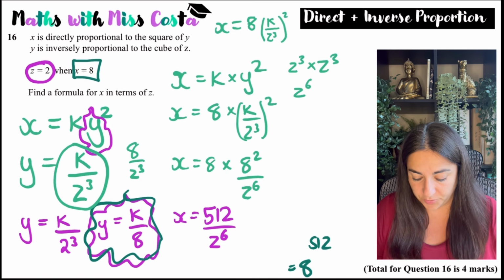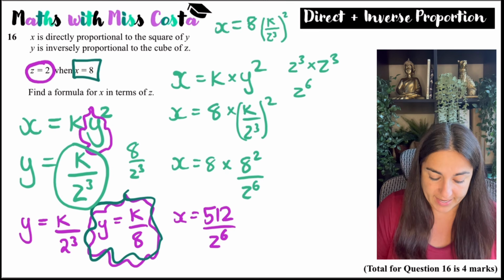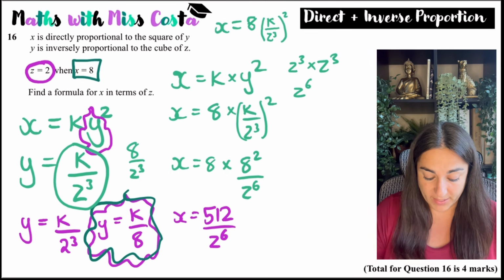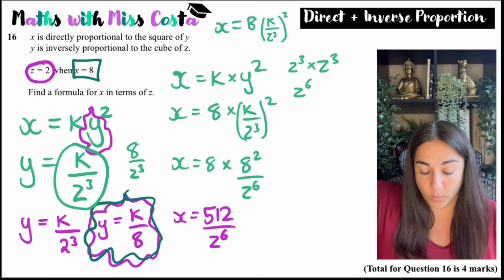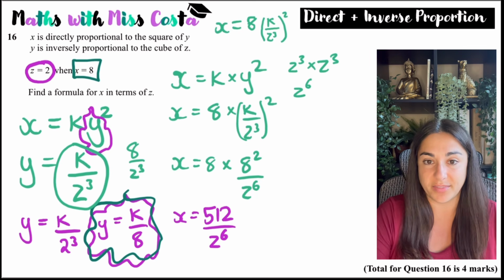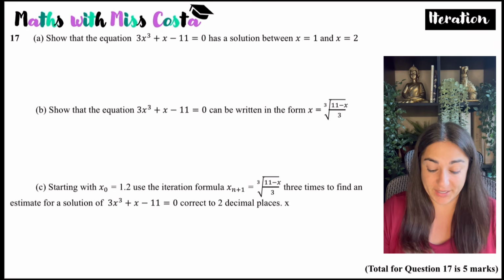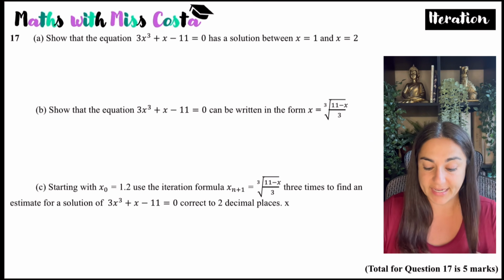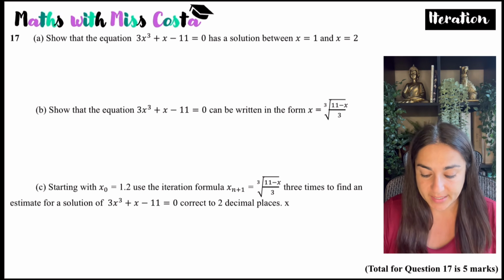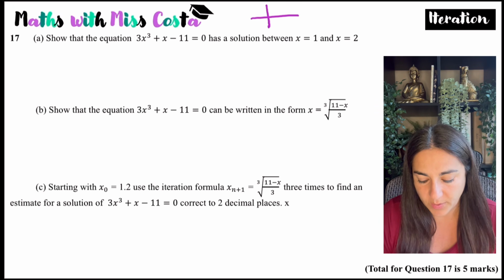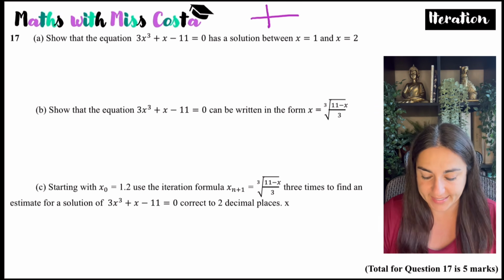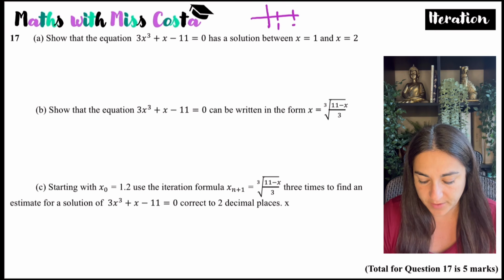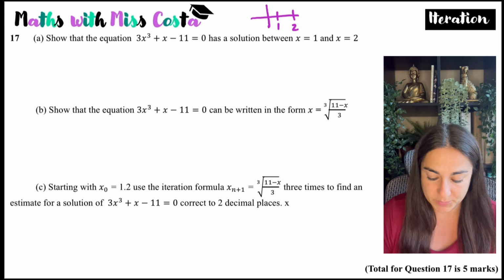So just try and find the steps that you can, write the formulas in the way that you can, and try and find how one of them can fit into the other. Okay, so here we've got iteration, and I'm asked to show that an equation has a solution between two values. So a solution is essentially where the graph crosses the x-axis. So I want to show that it crosses the x-axis between 1 and 2.